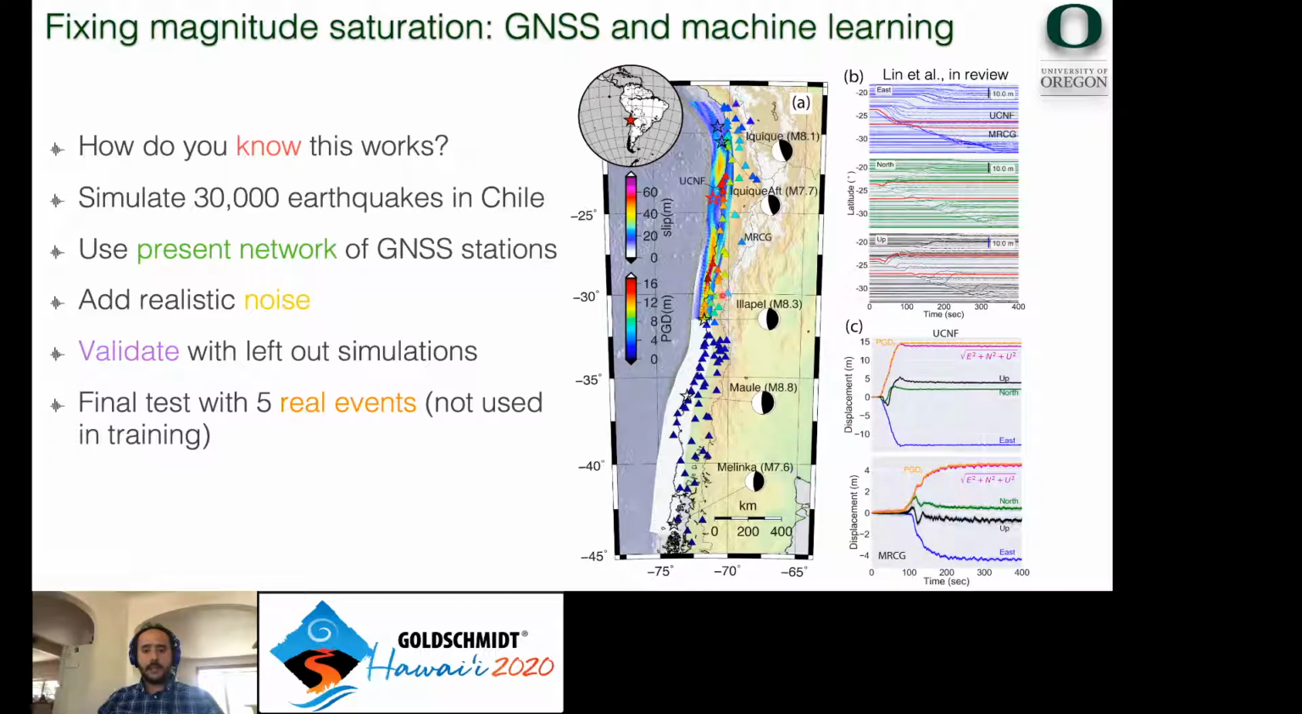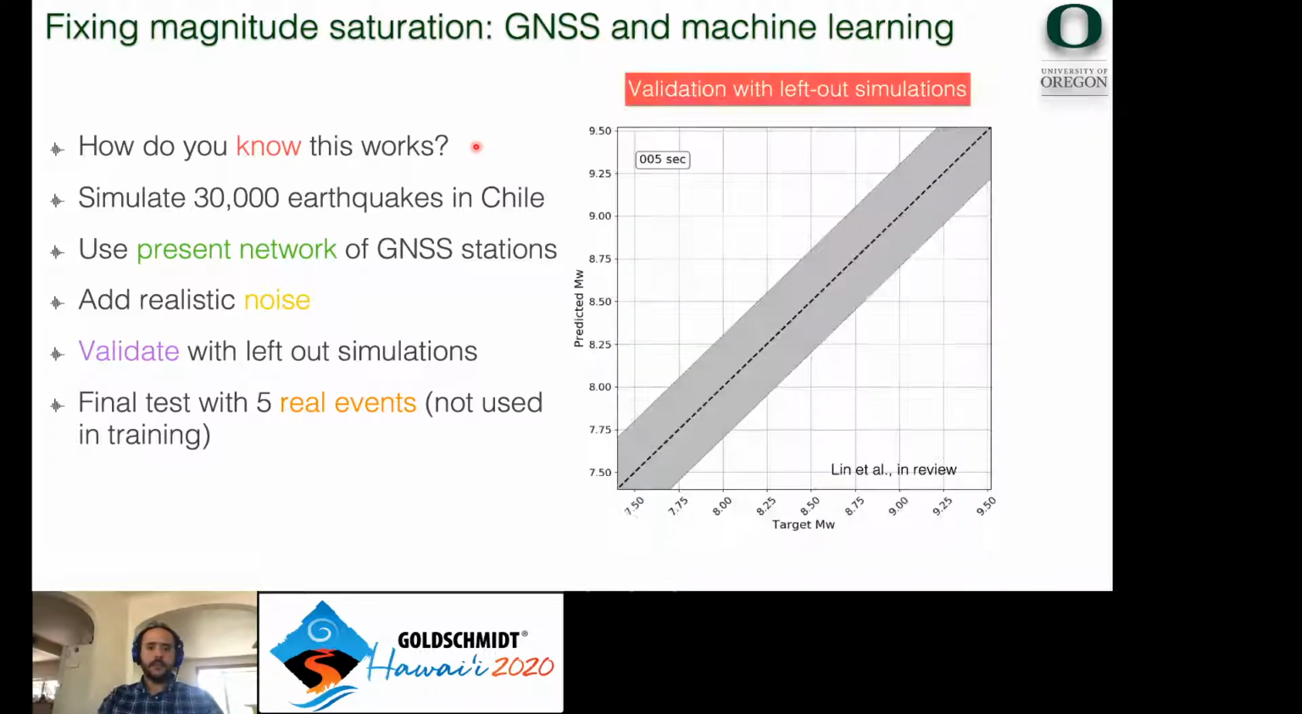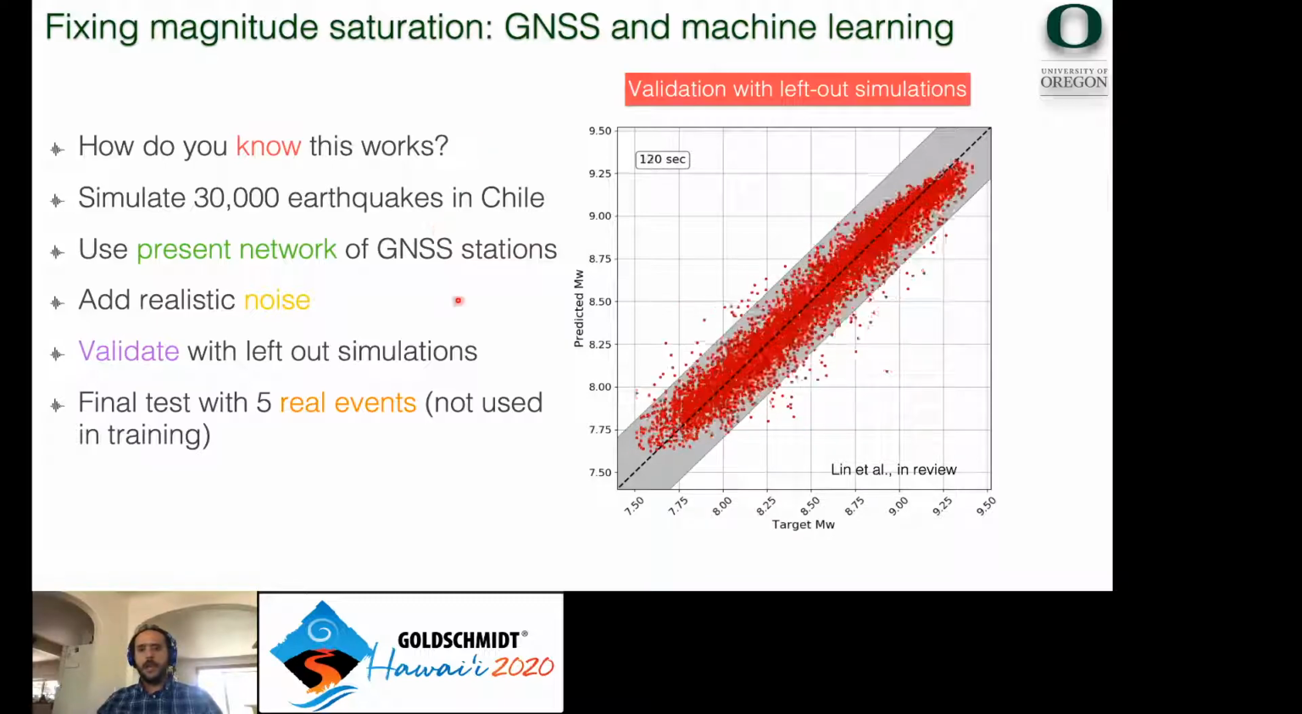Chile also has a really nice network of currently operating GNSS stations, and they also have had 5 earthquakes, shown here by these beach ball symbols. 5 earthquakes that have occurred in modern instrumental times, for which GNSS has been recorded. In particular, this magnitude 8.8 Maule earthquake in central Chile. So we train our algorithm on simulations in Chile and then validate against other simulations, but also against this real recorded data. Here's a performance of the machine learning algorithm with scenarios, with simulations that were not used in training.